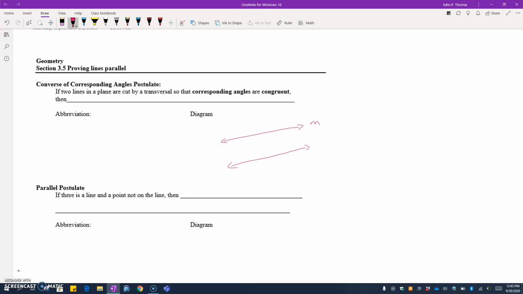So let's say we had two lines, M and N, cut by a transversal we'll call T here, and we knew that these two angles are congruent. Those are two corresponding angles. So what that's going to give us is that the two lines M and N are parallel. This really makes it an if and only if statement. We already knew that if lines were parallel, corresponding angles were congruent. This flips that and says if corresponding angles are congruent, then we have parallel.